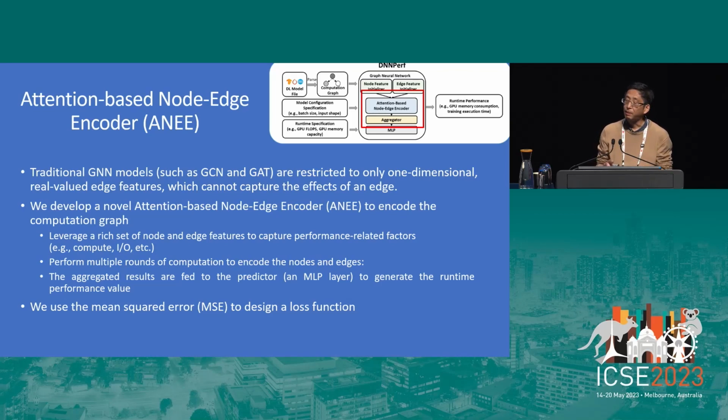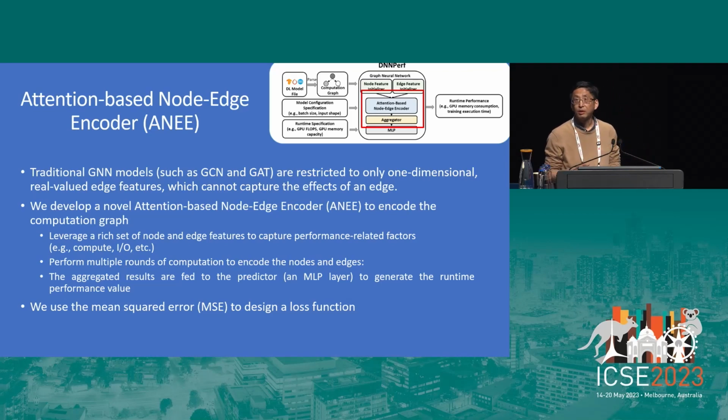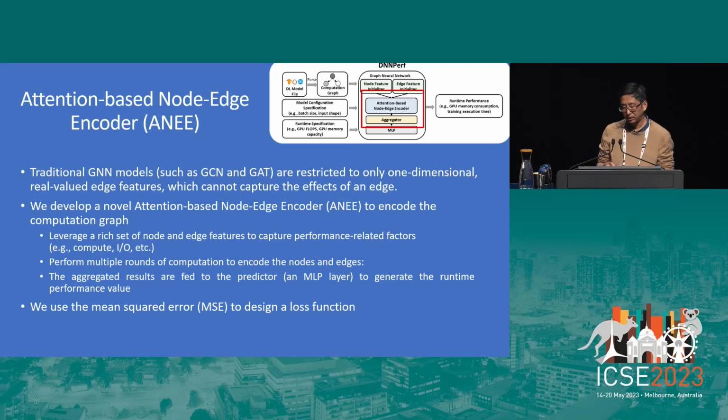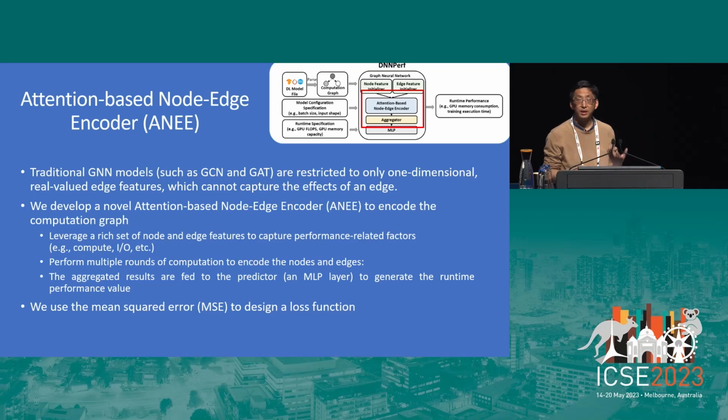For the details about our GNN model, this ANEE model, you can refer to our paper. Basically, we have many steps of graph weights update. We use the mean squared error to design the loss function. The final output of ANEE is the result, for example, the memory consumption or the training time.